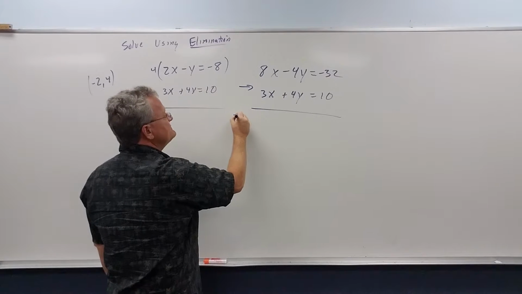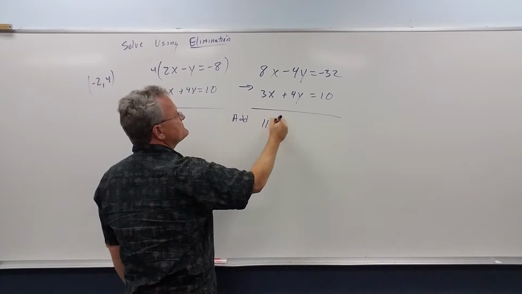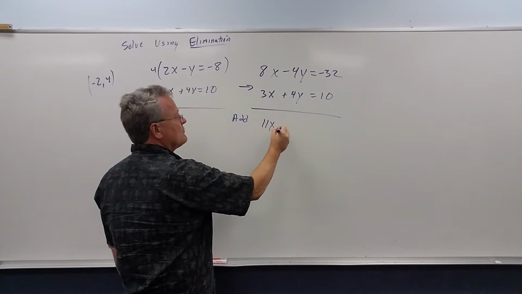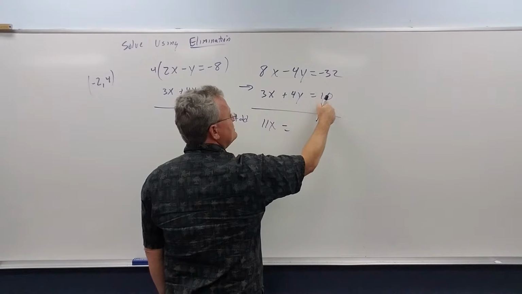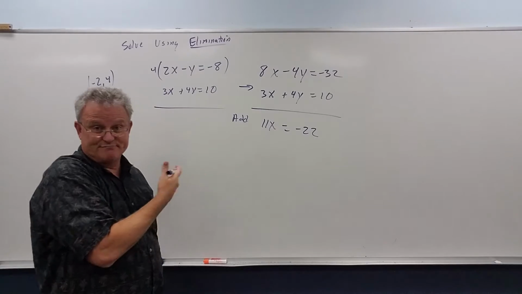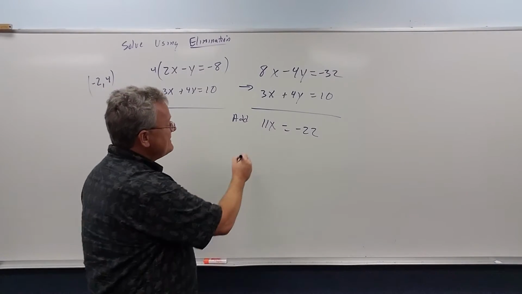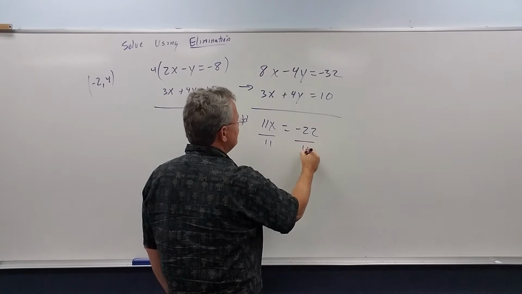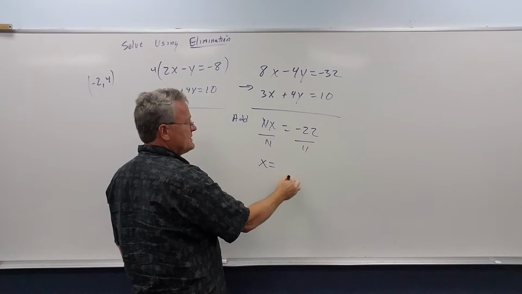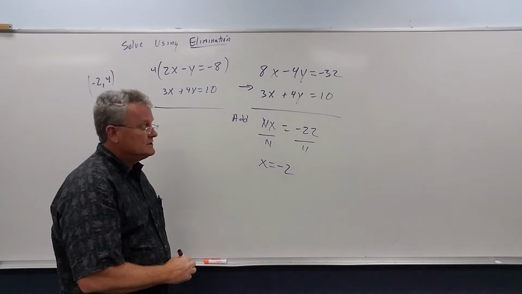So when I add these, 8 plus 3 gives me 11x. This adds up to 0, 4y plus -4y. And -32 plus 10 is -22. Notice if you remember the last video, this is what we ended up with. Divide by 11, and 11 over 11 is 1, and 1 times x is x. -22 over 11 is -2.